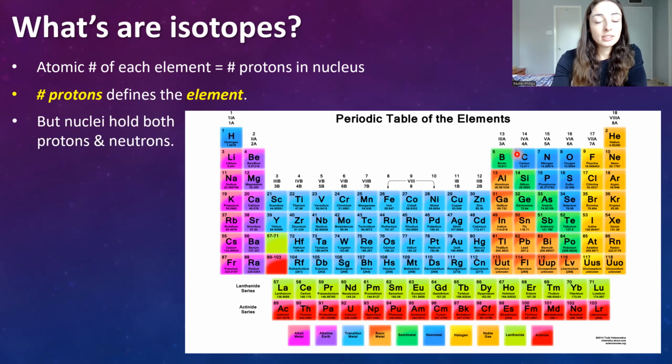However, the nucleus of atoms, or the nuclei of atoms, contain both protons and neutrons. So what happens if the number of neutrons changes? Well, if the number of neutrons changes, the element is still carbon, but it is a different isotope. So the element is the same, but the isotope changes if the number of neutrons changes.